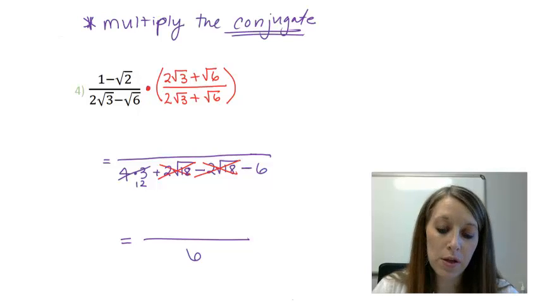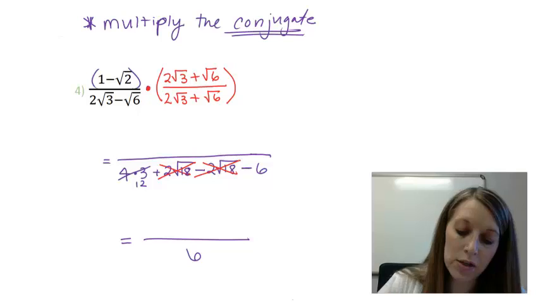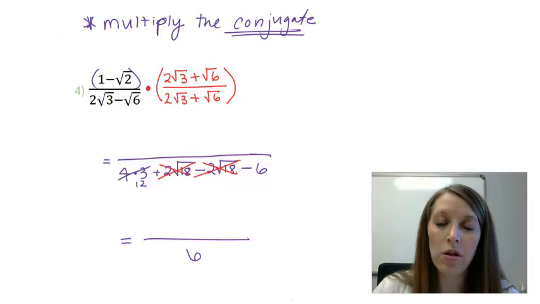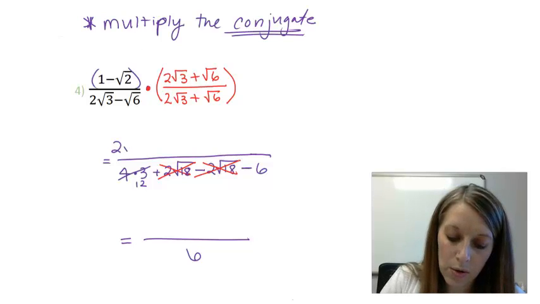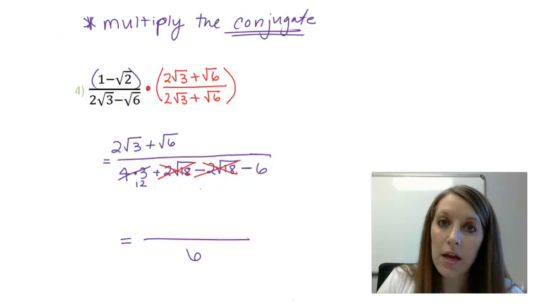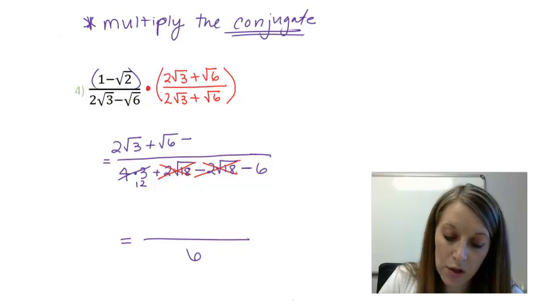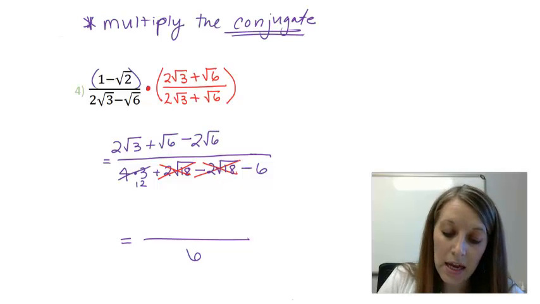Now let's see what happens with the numerator. I do have a 2 by 2, or binomial times binomial, so I have to do the same process of foiling. First, 1 times 2 root 3 gives me 2 root 3. Outside, 1 times root 6 gives me a root 6. Inside, a negative 2 root 3 times root 2 gives me a negative 2 root 6. And last, a negative root 2 times root 6 gives me a negative root 12.